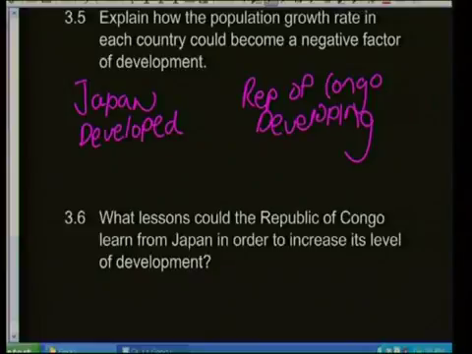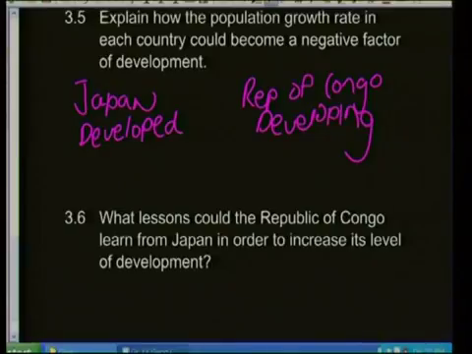And if the population growth rate continues, the way in which it's going to become a negative factor of development is basically they're going to cause even more harm to the environment. All right. In terms of more and more people being born, they're going to further use their resources, they're going to increase their industrialization, and this will have negative effects on their development.